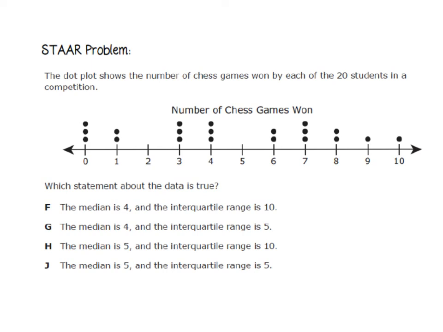And here's the STAR problem for you. It says that the dot plot shows the number of chess games won by each of the 20 students in the competition. Then it asks which statement about the data is true, and it talks about median and interquartile range. The first thing we're going to do is figure out our median. We know it has 20 pieces, so half of it is 10. 1, 2, 3, 4, 5, 6, 7, 8, 9, 10. Since it's an even number of pieces, it's going to be right there. We have to average those two, and they're both 4, so the median is equal to 4.